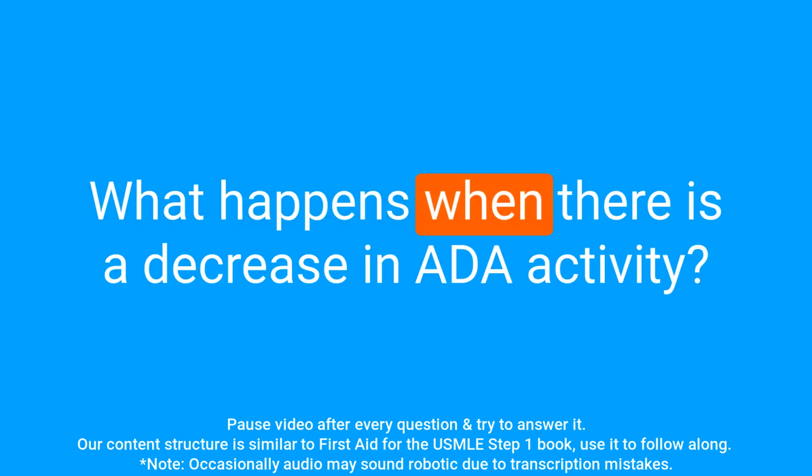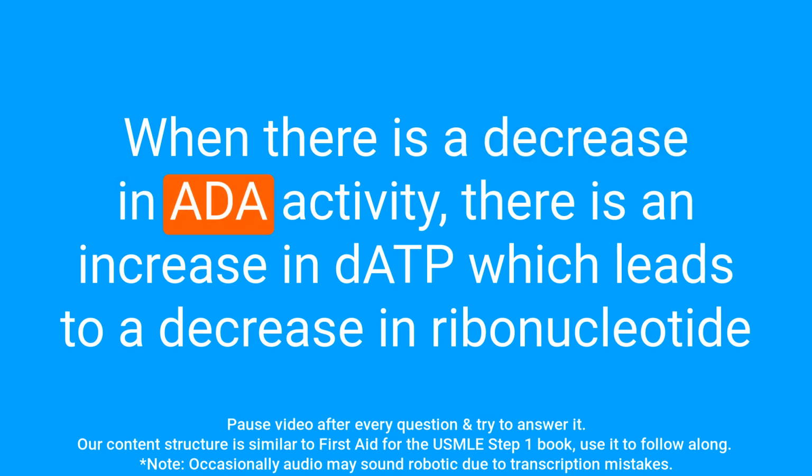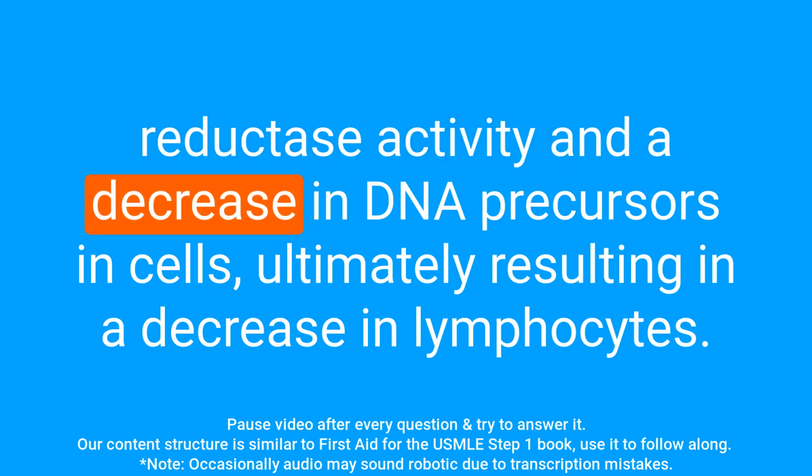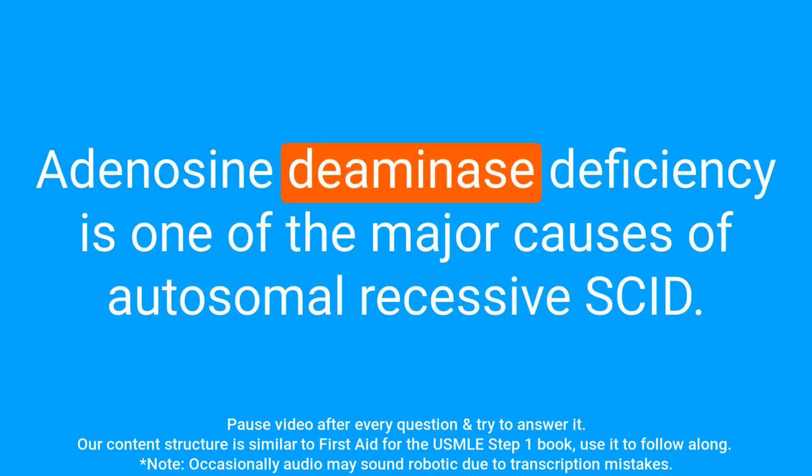Question: What happens when there is a decrease in ADA activity? Answer: When there is a decrease in ADA activity, there is an increase in dATP, which leads to a decrease in ribonucleotide reductase activity and a decrease in DNA precursors in cells, ultimately resulting in a decrease in lymphocytes. Question: What is one of the major causes of autosomal recessive SCID? Answer: Adenosine deaminase deficiency is one of the major causes of autosomal recessive SCID.